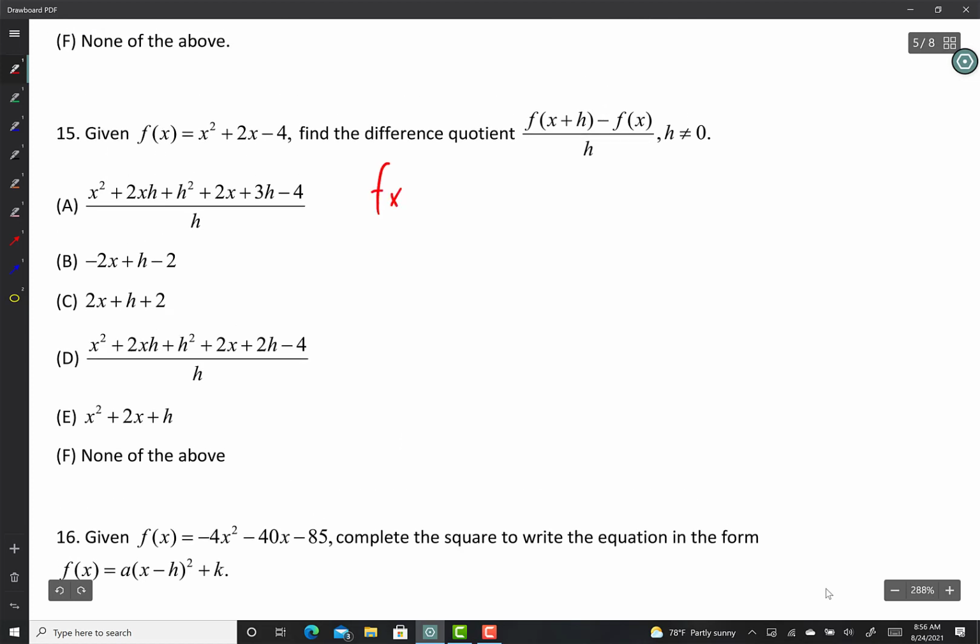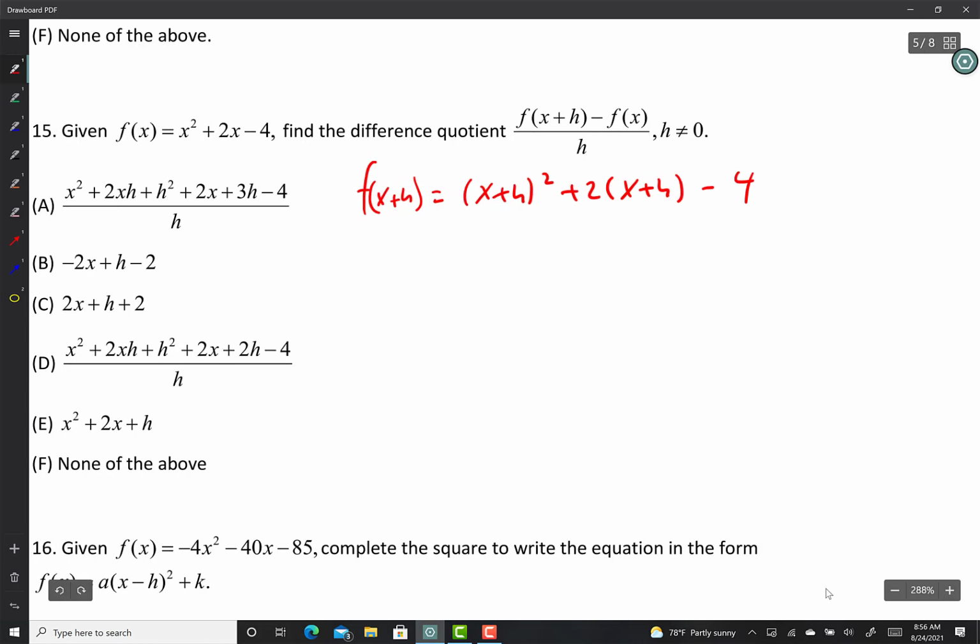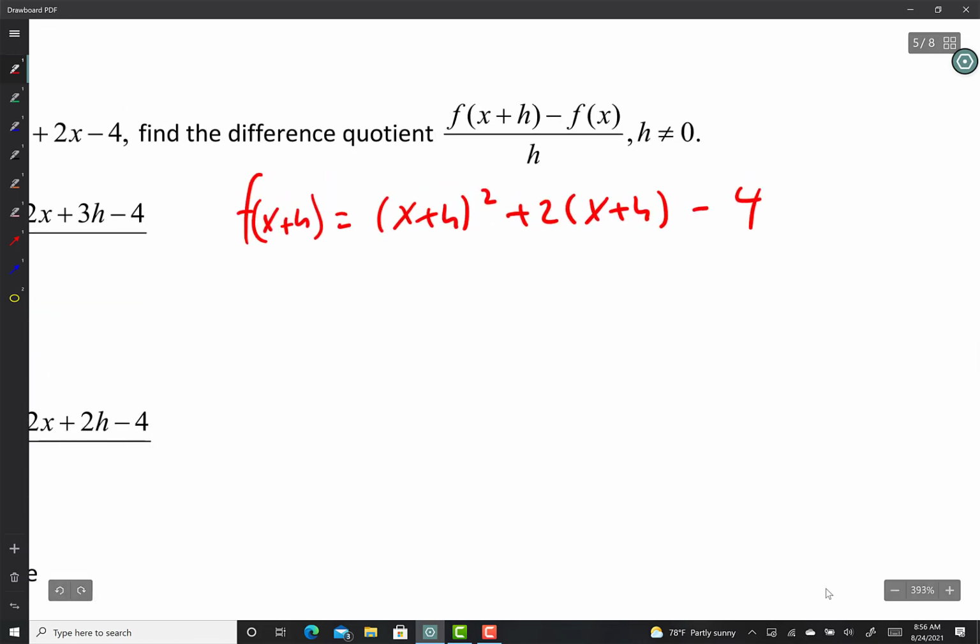I need f of x plus h. X plus h squared plus 2 times x plus h minus 4. So here I am, I'm going to zoom in. When I expand that, x times x is x squared, and you can drop the parentheses, there's nothing in front of it. X squared, and then x times h is xh, but there's 2 of them, 2xh, and then h times h is h squared, plus 2x plus 2h minus 4.